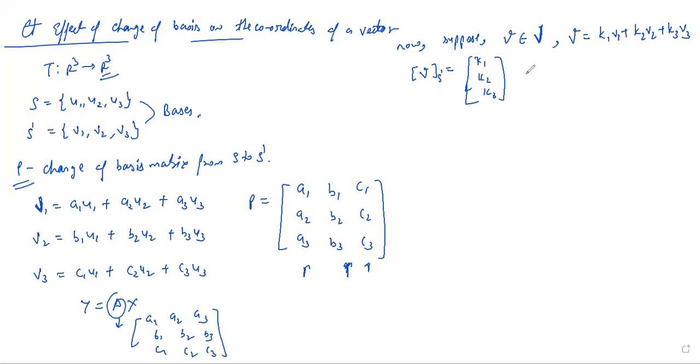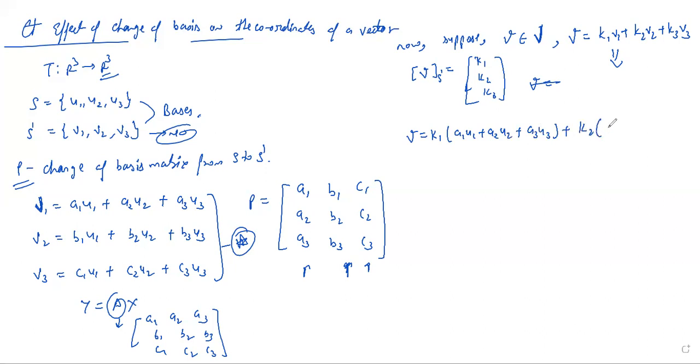Okay. Now, as we are writing V as a linear combination of the new basis, the S dash basis vectors, if we put the values of the corresponding V1, V2, V3 vectors, which are linear combinations of the Uis, then we get V equals K1 times (A1 U1 plus A2 U2 plus A3 U3) plus K2 times V2, which is B1 U1 plus B2 U2 plus B3 U3, these are for our change of basis, and K3 times C1 U1 plus C2 U2 plus C3 U3.